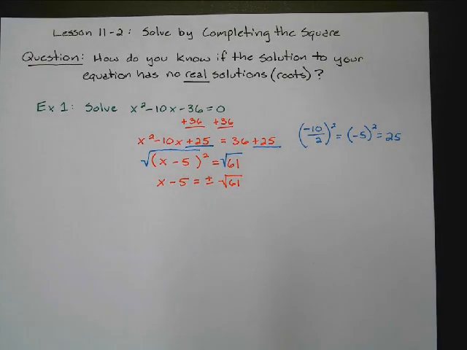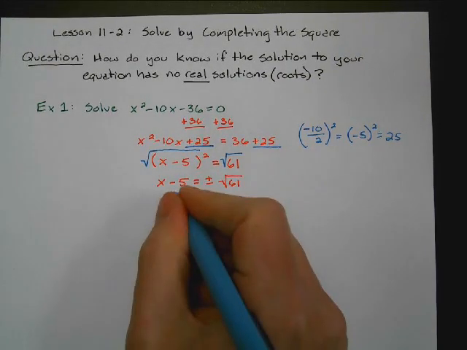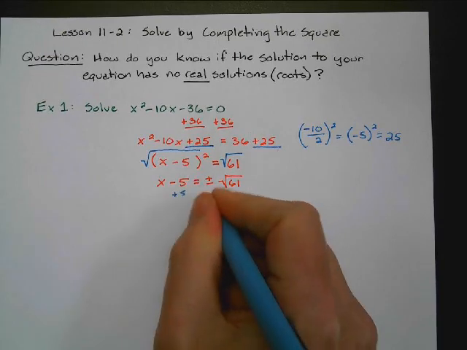Now root 61 is not going to simplify. It doesn't have any pairs in it, so I can't bring anything out. So I'm just going to leave it as root 61. We're almost done. All we have to do now is add 5 to both sides of the equation. So I'm going to add 5 here, add 5 here.